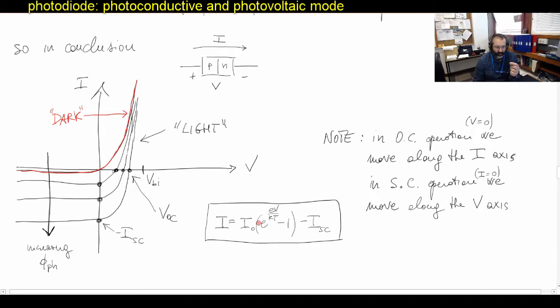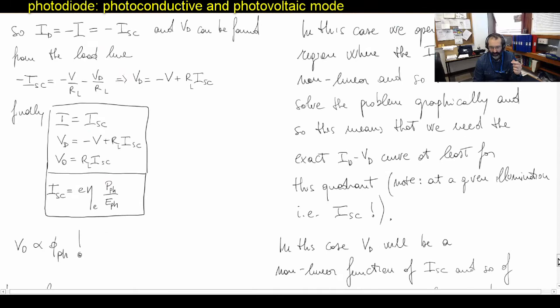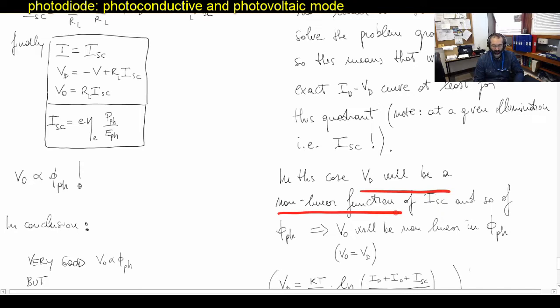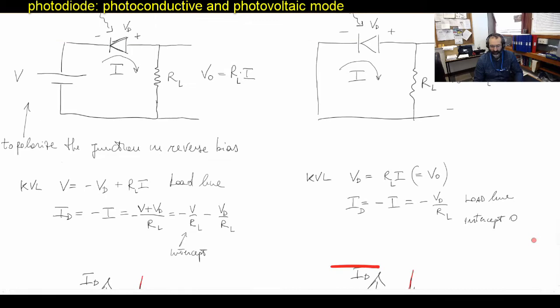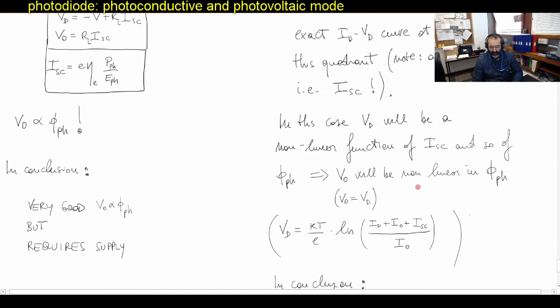ISC is the bit that is proportional to the photon flux, you remember. So this means that if VD, sorry, let me go back to that point. If VD is related in a nonlinear way to ISC, this means that VD is also related in a nonlinear way to the photon flux. And because V output in the photovoltaic mode is equal to VD, we had said it previously, V output in photovoltaic mode is non-linearly related to the photon flux. This is not really the best choice when we are talking about creating a sensor that detects light.